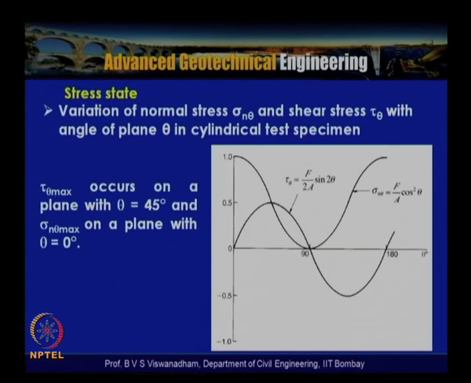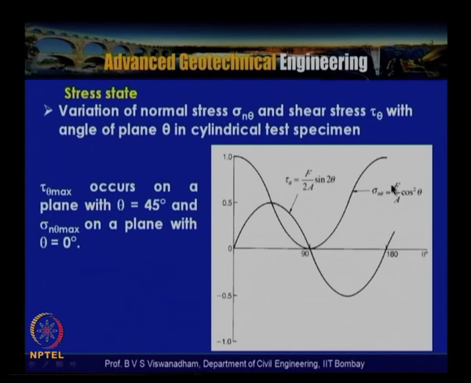So this variation of the normal stress sigma n theta and the shear stress tau theta with the angle of plane theta in a cylindrical test specimen is actually plotted here, and this is the normal stress normalized here. So you can see that sigma n theta is maximum at theta is equal to 0. Sigma n theta is equal to 1, this is the normalized value, and 0 at 90 degrees, and again subsequently it is maximum at 180 degrees. So this is actually the variation of how sigma n theta varies.